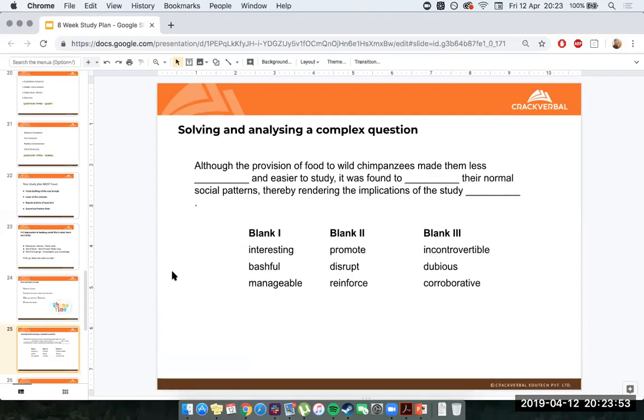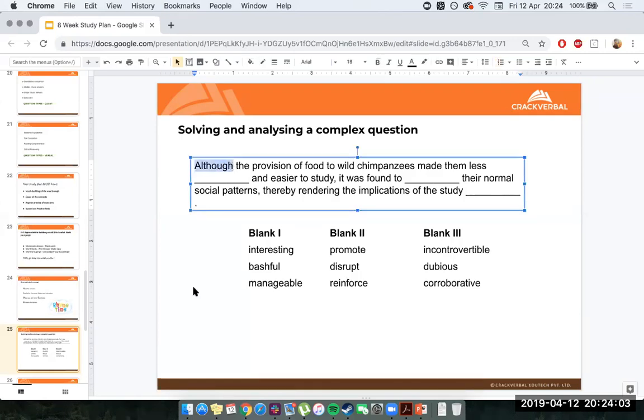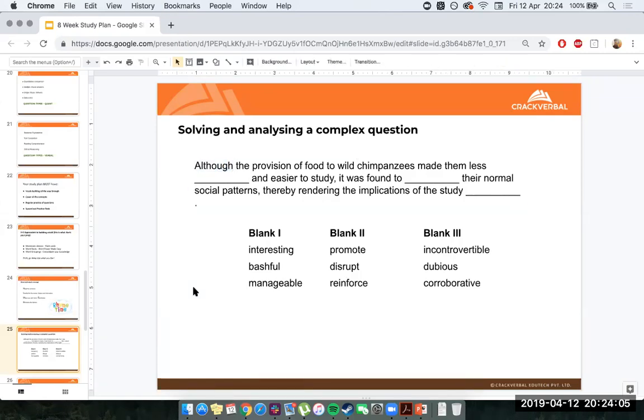Okay, so read the sentence. Then we want to identify the subject and we want to identify words that help us out. So firstly, I do see the word although. And the word although is generally, although something good, something bad happened. Although something bad, it was not a problem because something good happened.